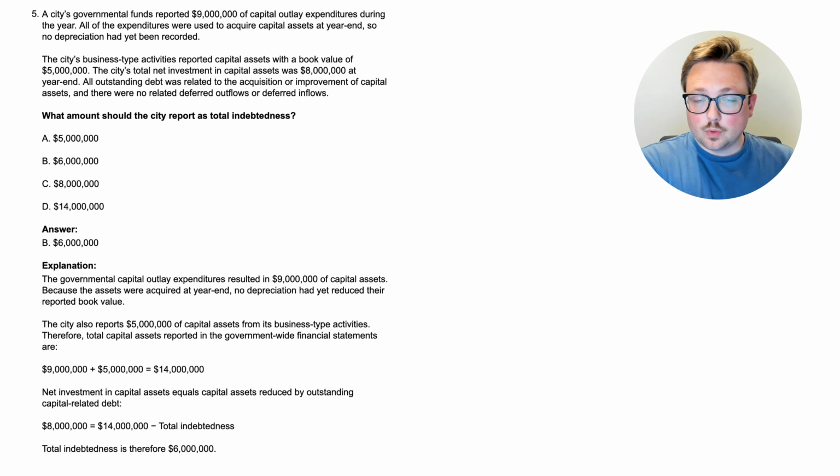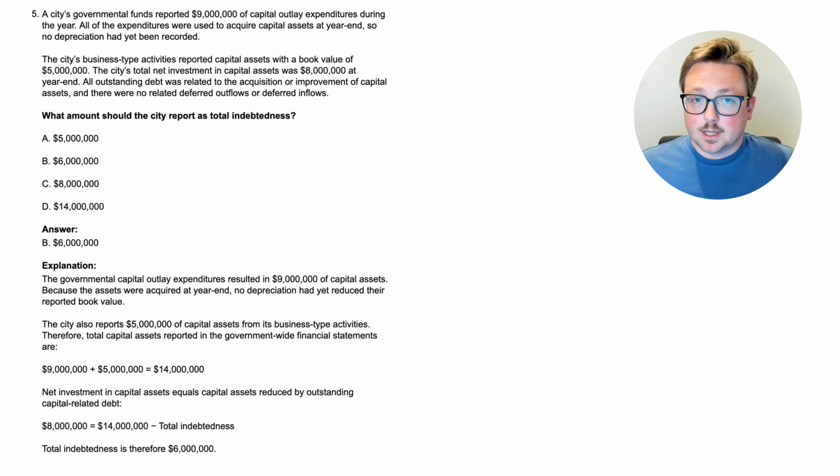So we know that the company spent $9 million to get capital assets. No depreciation has taken place. So we can actually use those capital outlay expenditures to figure out that, hey, they have $9 million of capital assets from that. Then we go to the city also reports $5 million of capital assets from its business type activities. Therefore, total capital assets reported in the government-wide financial statements is both those together. So 9 million plus 5 million equals $14 million.